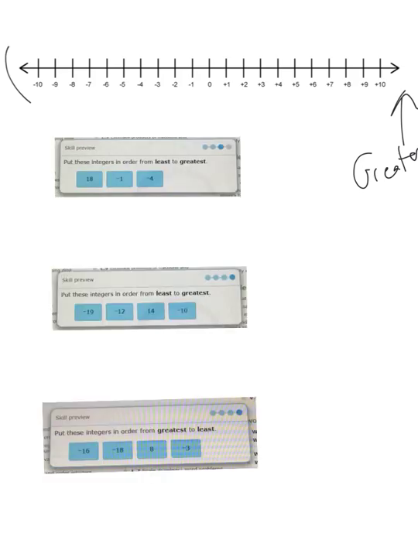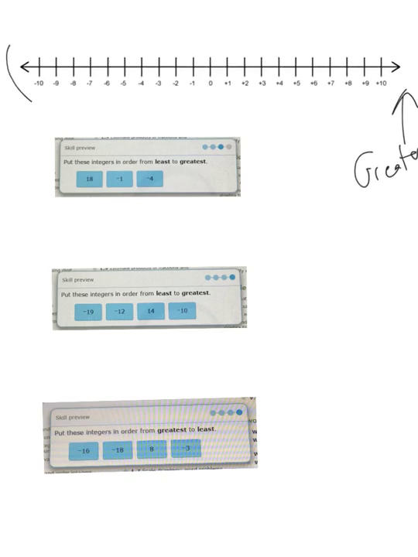Finally, we'll look at just a few examples here of ordering the integers from least to greatest, which means from smallest to largest. So in our first example here, we're looking at positive 18, -1, and -4. So -4 is the furthest left, then we have -1 there, and positive 18 would be somewhere over there. So that means -4 is our smallest, followed by -1, and you can put the plus if you want right here. Obviously, you're just clicking the buttons. Positive 18 would be the greatest.